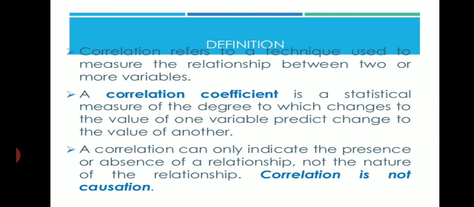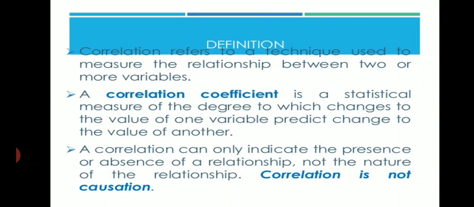There are definitions given. Correlation refers to the technique used to measure the relationship between two or more variables. Correlation coefficient is a statistical measure of the degree to which changes in the value of one variable predict changes in the value of another variable. That means it measures the strength of a relationship between variables.